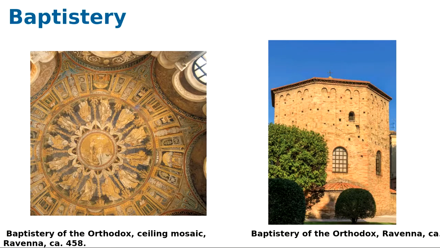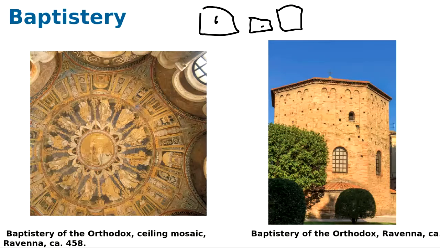In baptisteries, we saw in that atrium there was a fountain where they baptized people. But they also started doing separate buildings. So the church was here, and then they would do a baptistry separate from the actual basilica. And so what was a baptistry? Basically, it was a place where they could be baptized.